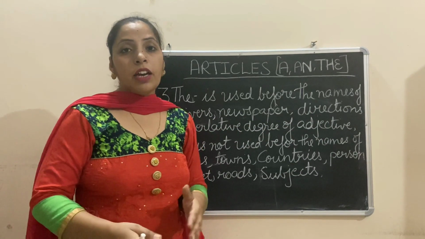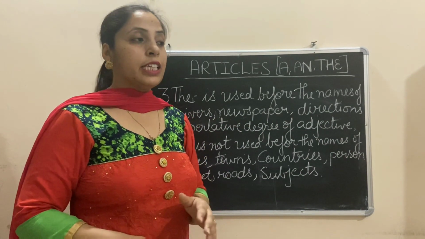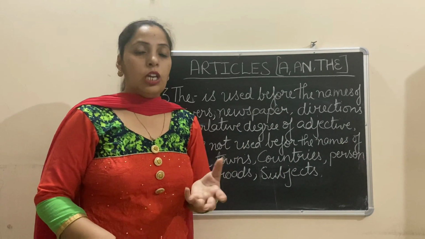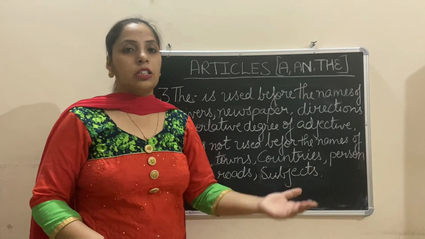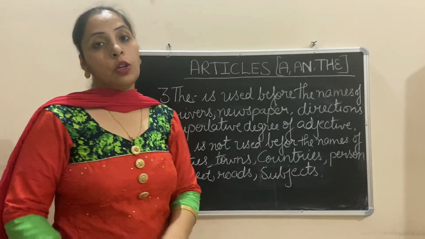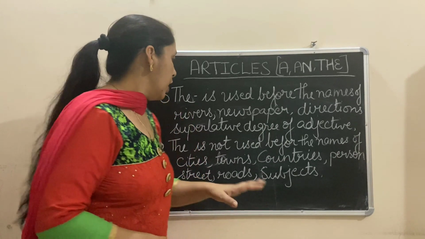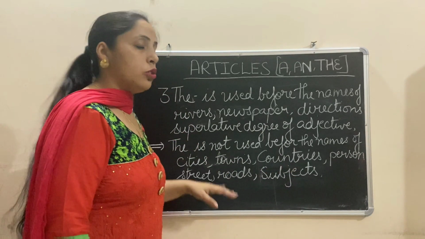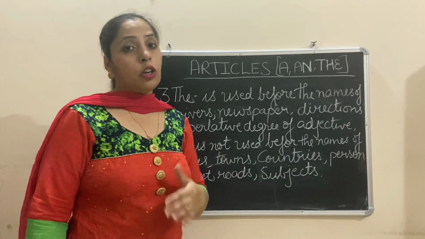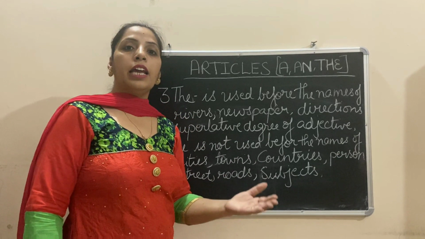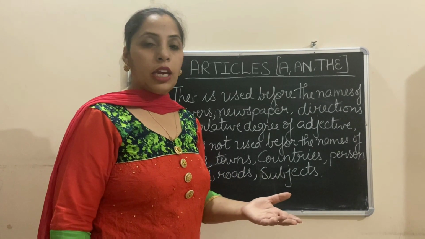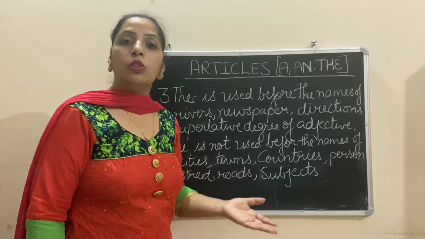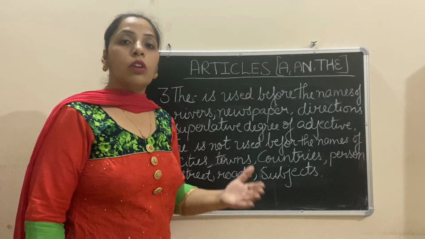Superlative degree of adjective. Whenever we are using the superlative degree, for example, good, better, best. When we are using the word best, he is the best boy in the class. So always with the superlative degree we will use the word the. Now where you are not going to use the is the names of cities. In the names of cities and towns you will not use the. You will not say, I live in the Delhi, I live in the Mumbai. I live in the Duraha, this is wrong. I live in Duraha.